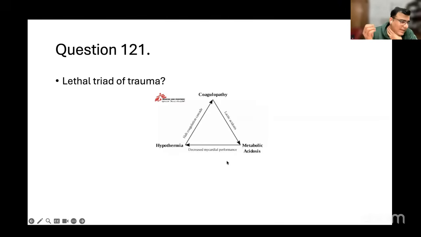RDP is 10,000. People are saying RDP was there, so 10,000 is the correct answer. 10 into 10 to the power 3 is what has been given everywhere, so this is around 10,000.